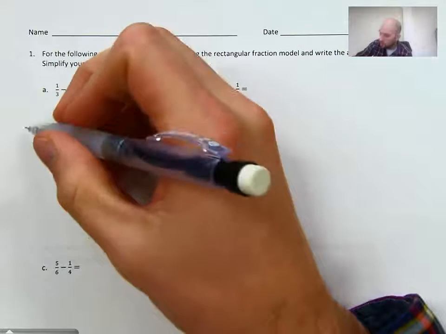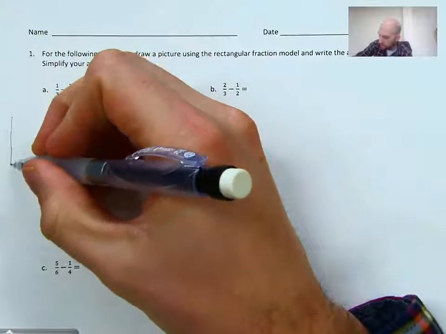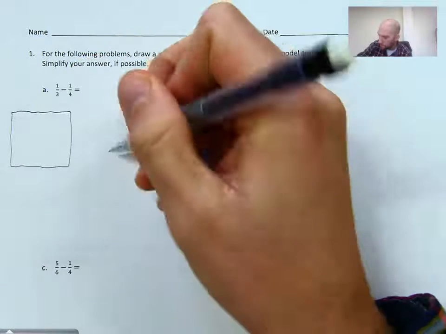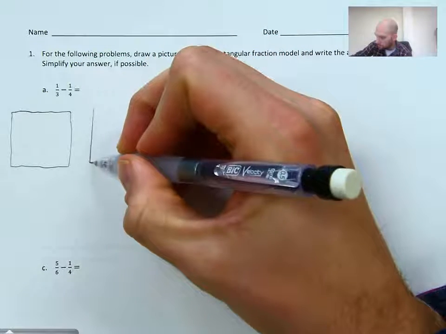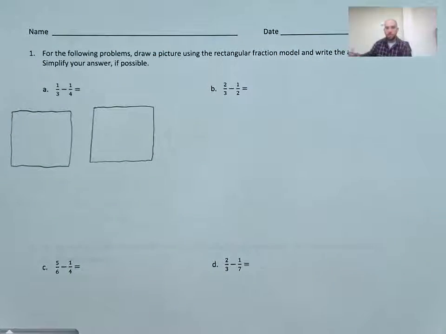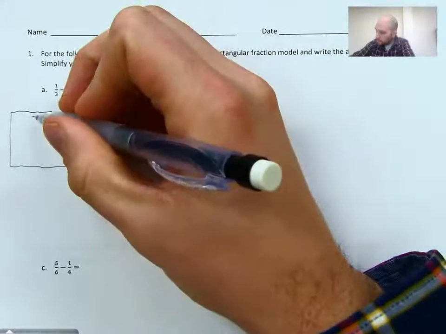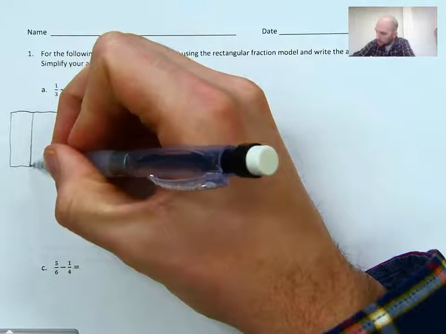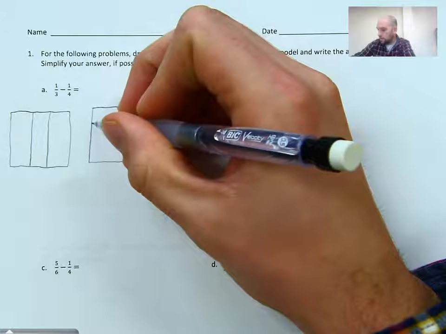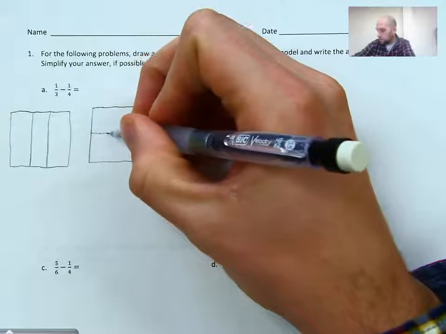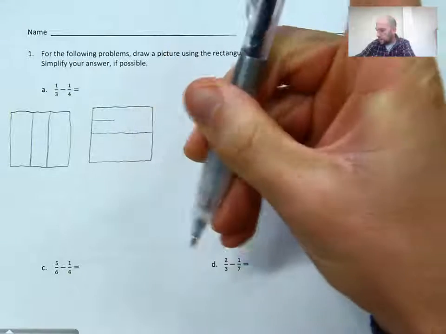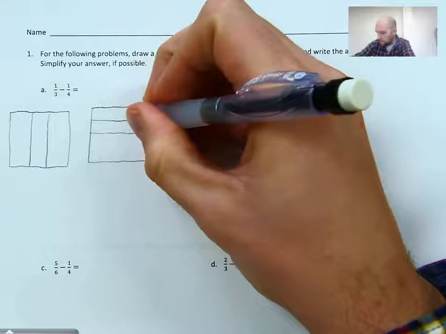So I'm going to start by drawing two rectangles. All right, that's my first one into thirds. So I need two vertical lines here. So my second one into fourths. So I need three horizontal lines here. Split into halves, and I'll split my halves into halves.